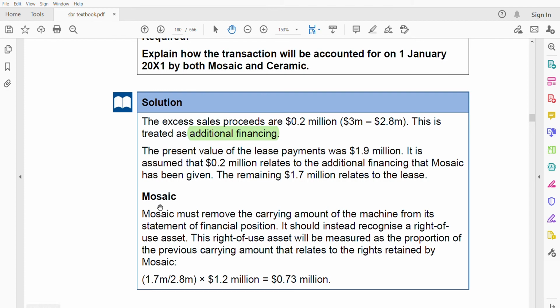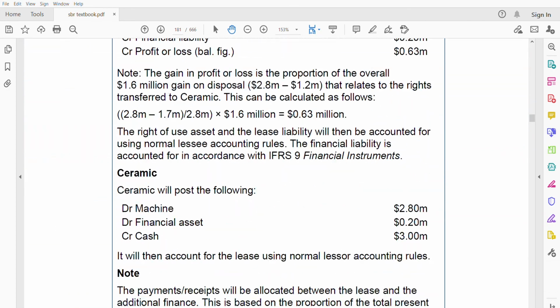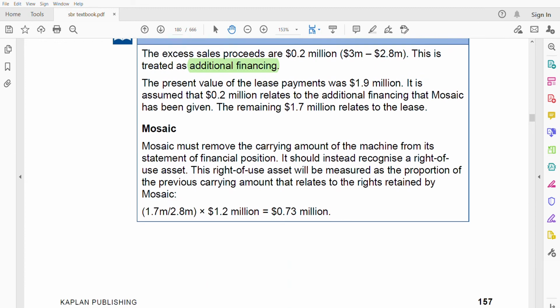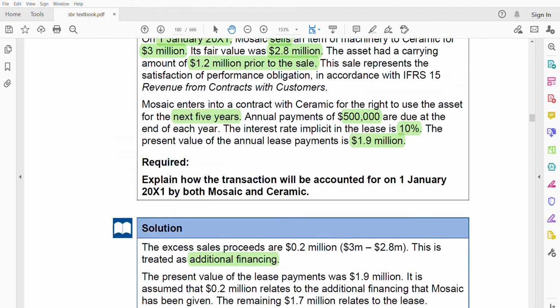Now let us go to Mosaic, and then for Ceramic also. Mosaic must remove the carrying amount of the machine from his statement of financial position. What should he do? He must remove the carrying amount of machinery. Let me see who has sold.